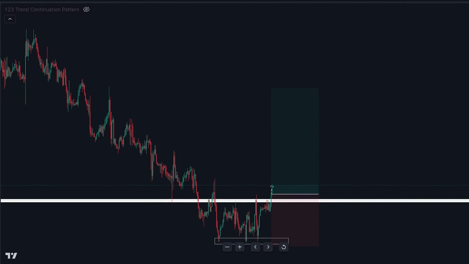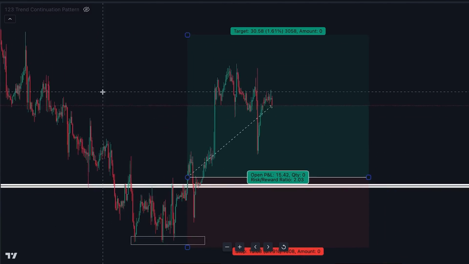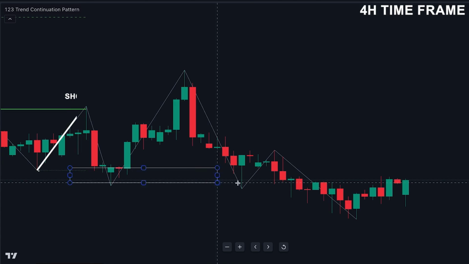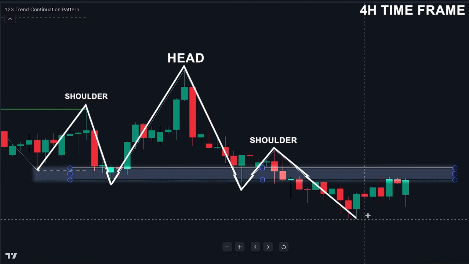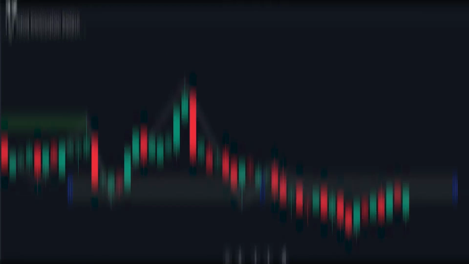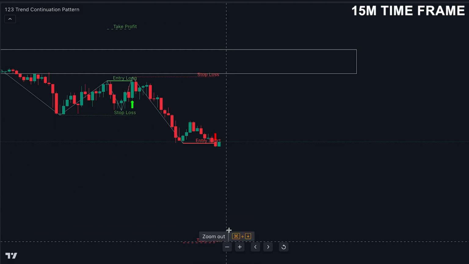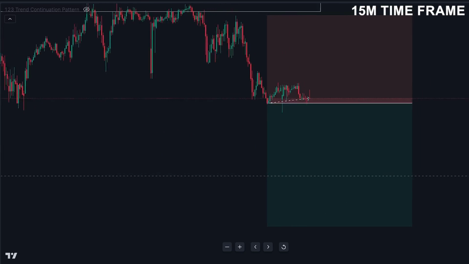If using this indicator to trade chart patterns, always remember that chart patterns should always be used as confluence in your analysis. For example, here we can see we have a pattern similar to a head and shoulder pattern on the 4-hour time frame. So we are expecting price to go bearish. We can go to a 15-minute time frame to trade inside that pattern and wait for a sell signal to be plotted before executing.